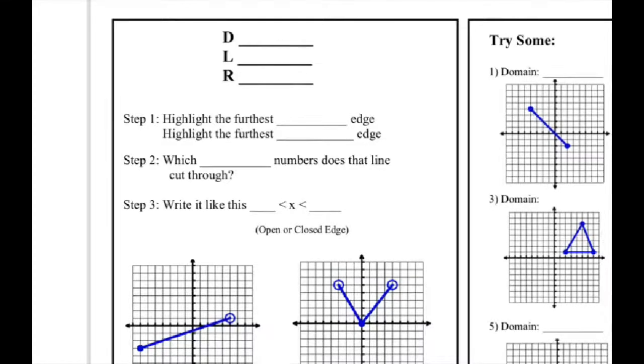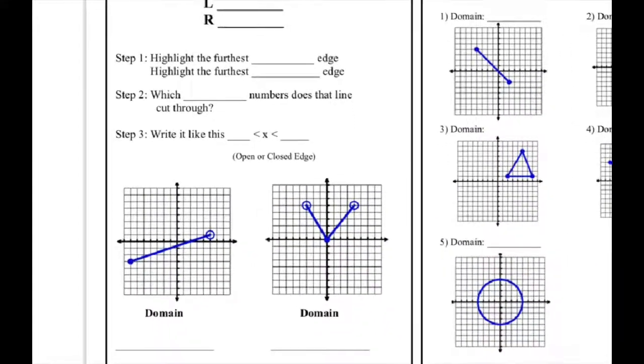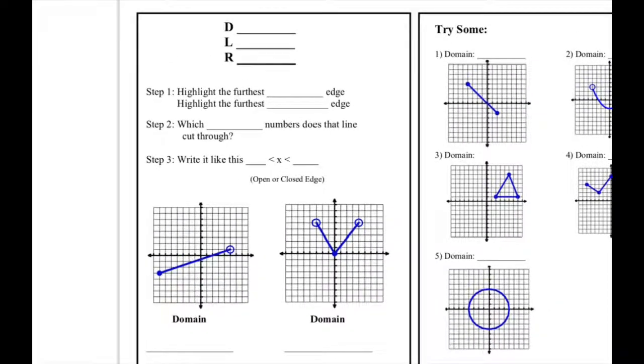So if we look at our notes, very easy. D stands for domain. Okay, so D stands for domain. So in your notes, I need you to write D is for domain. When we're finding domain, domain is the x. So we go from left to right.